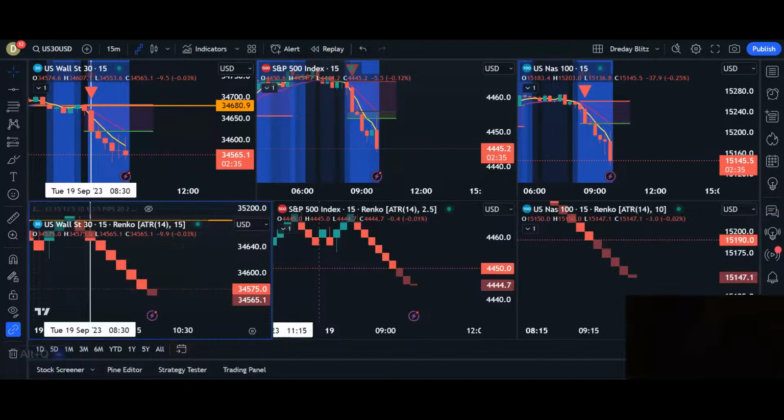So, congrats to anyone that took the trade or whose bias was bearish. It's going in the same direction. And at the beginning of the live, I told you guys that my expectation of the market was bearish for this session. And that's exactly what we're seeing right now.